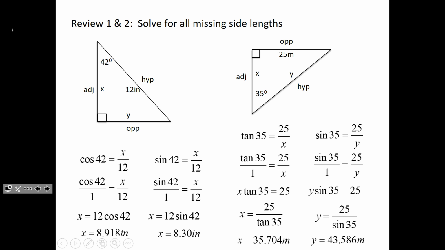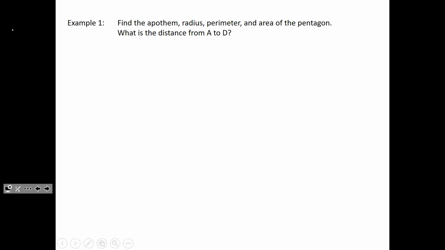Okay. So now that we've reviewed how we can find all of our missing pieces, we're going to look at some of our regular polygons that will have these kinds of triangles inside of them. Okay? All right. So flip it over onto the back. It says on example number 1 that we're going to be finding the apothem, the radius, the perimeter, and the area of the pentagon. They also ask what's the distance from point A to D.